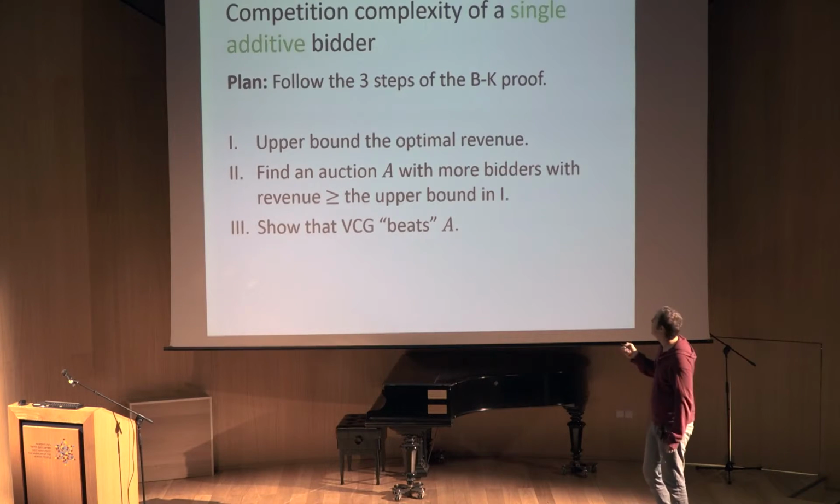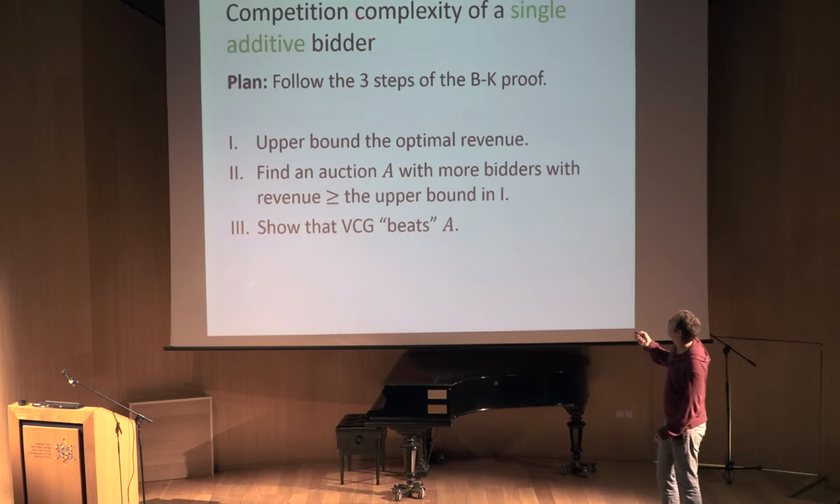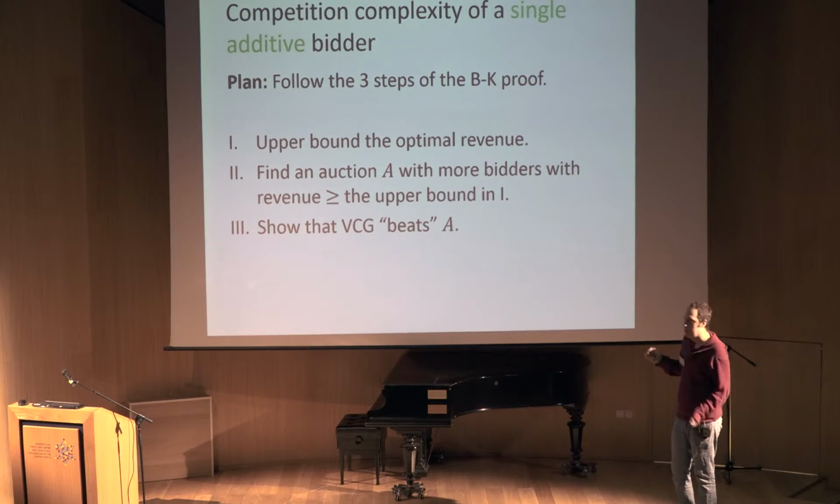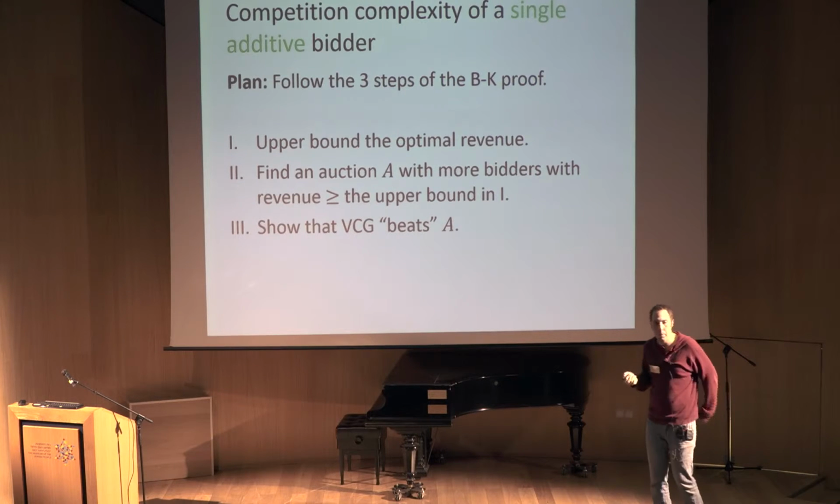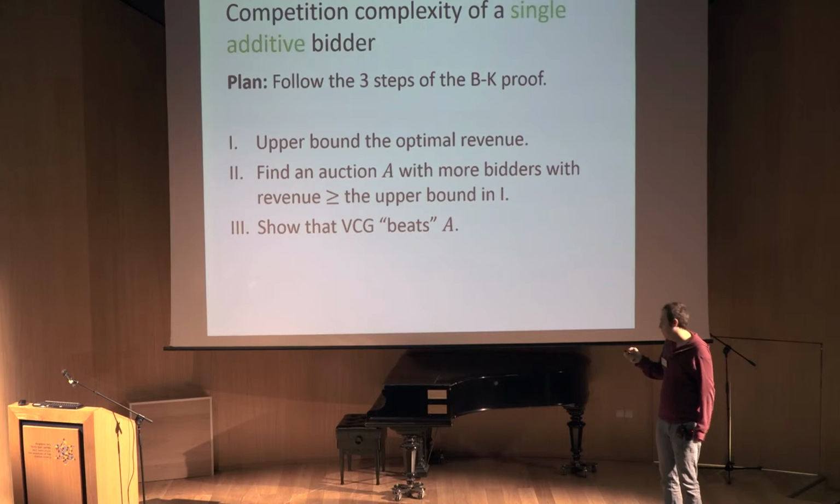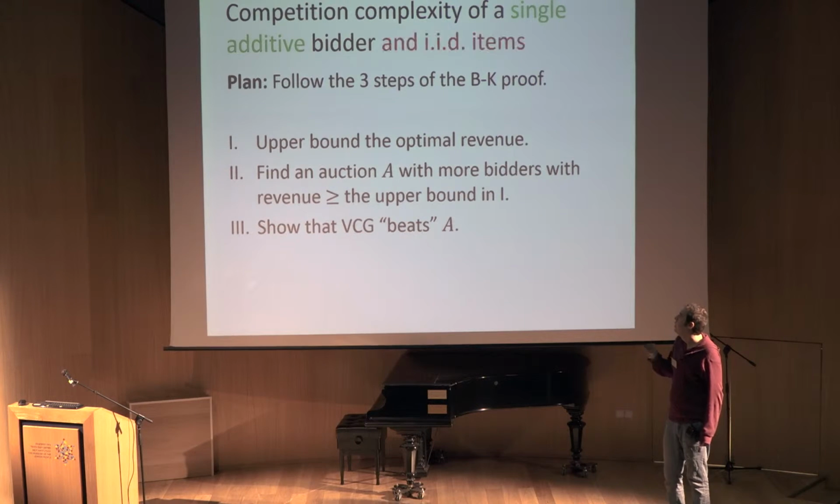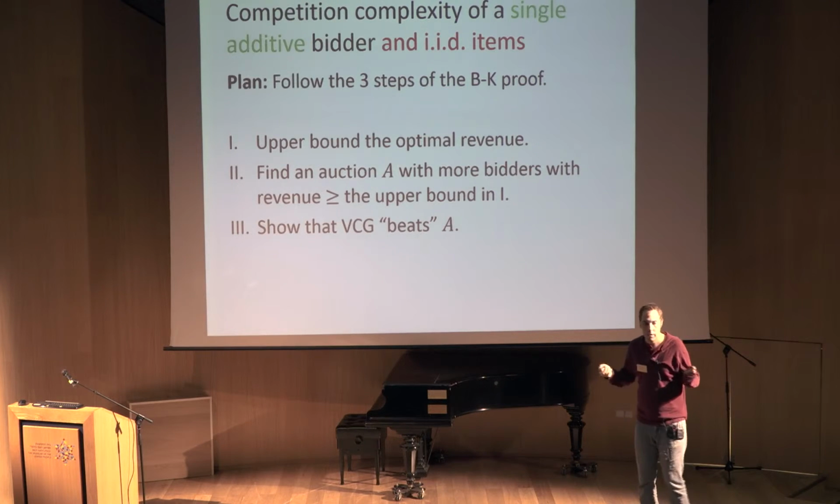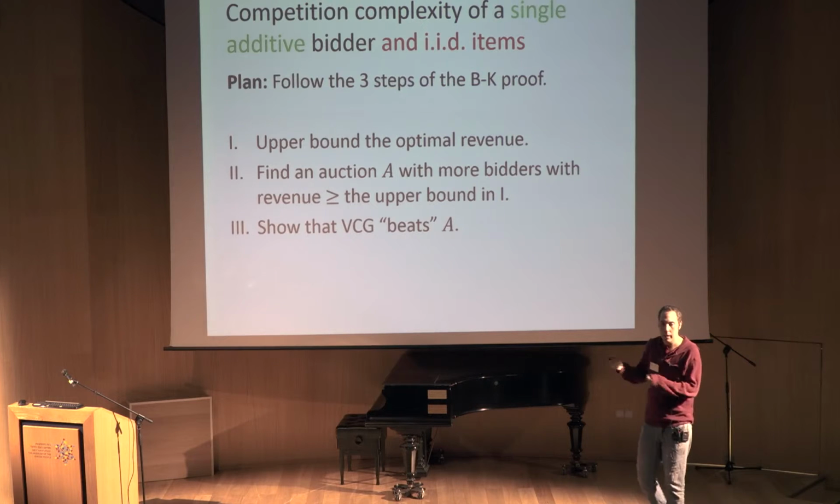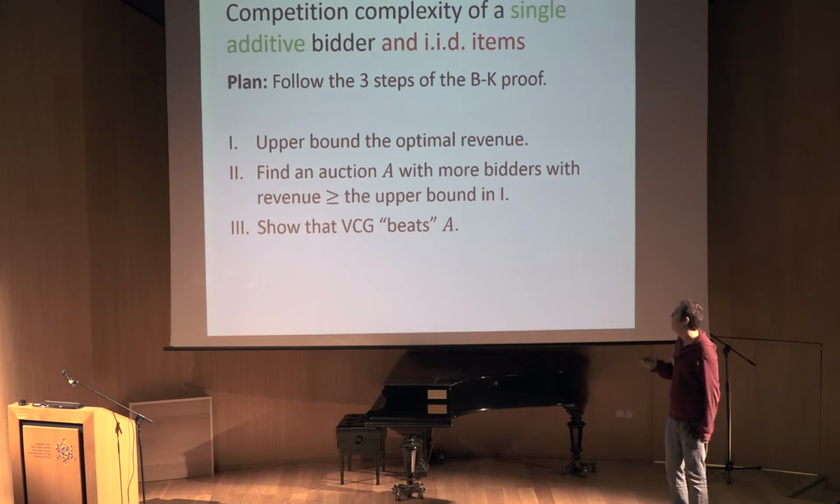Okay. So let's prove something really simple. Let's prove the competition complexity of a single additive bidder. And we use the same 3 steps of the Bulow-Klemperer proof. The first is devise some upper bound on the revenue. The second is come up with an auction that covers the upper bound. And the third is showing that VCG beats the auction we devised at step 2. And we even look at a simple case in which the items are not identical, but the bidder's value for the items is identically drawn from the same distribution.